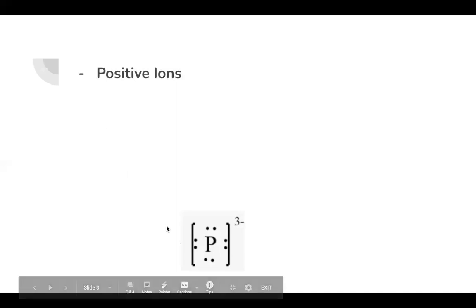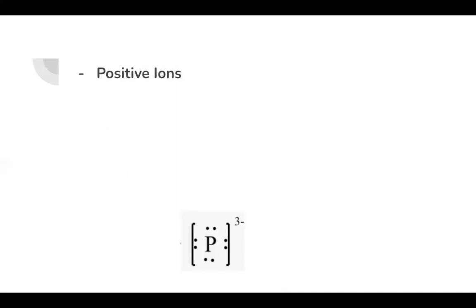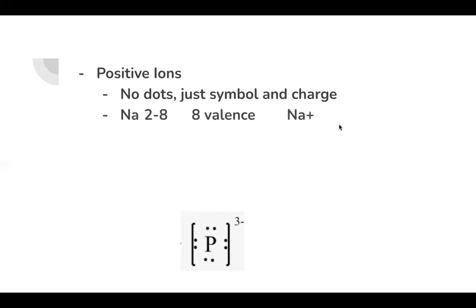Ions are represented a little bit differently. We still, of course, indicate the dots, but we also have to show the charge of the ion once it's formed. For positive ions, it doesn't have any dots. That's the whole purpose. Sodium loses that one valence electron, so there are no dots. So we just write the symbol and the charge. If I were to write the electron configuration for an ion of sodium, it would be 2,8. It would have the same configuration as neon, the noble gas closest to it. Now it has 8 valence electrons, that octet, which makes it stable, and so it's charged positively, Na+.